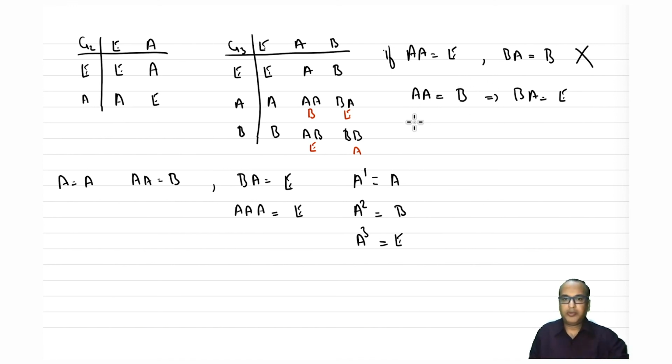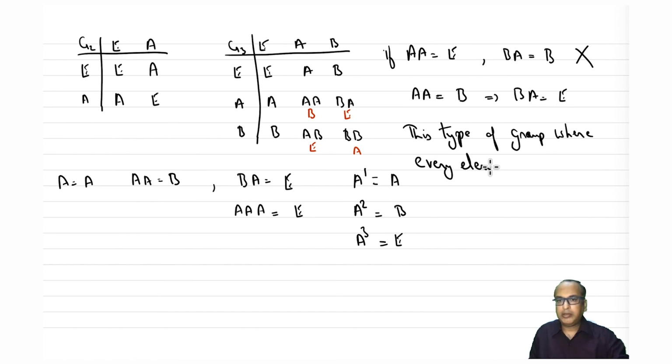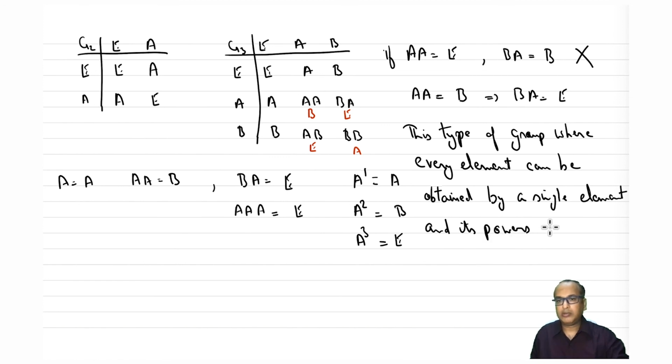So this type of group, where every element can be obtained by a single element and its powers, is called a cyclic group. Okay.